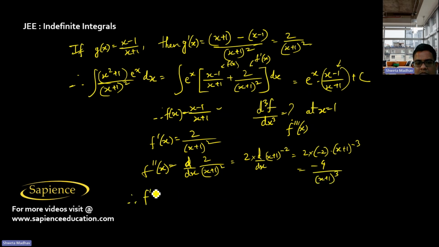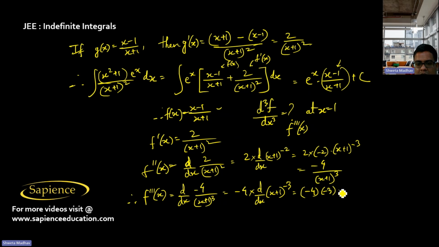So therefore now f'''(x) is d by dx of minus 4 by (x plus 1) whole cube. So this is minus 4 into d by dx of (x plus 1) power minus 3. So that is minus 4 into minus 3 into (x plus 1) power minus 4. So it is 12 by (x plus 1) power 4. Now therefore we have to find at x equal to 1. So therefore we have to find f'''(1).